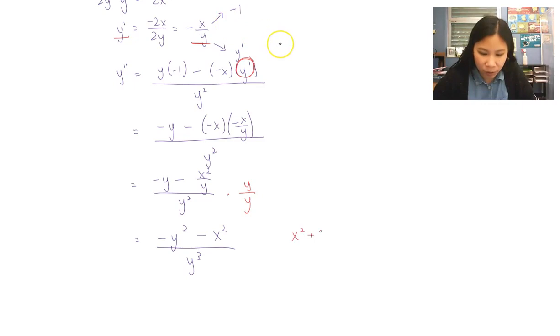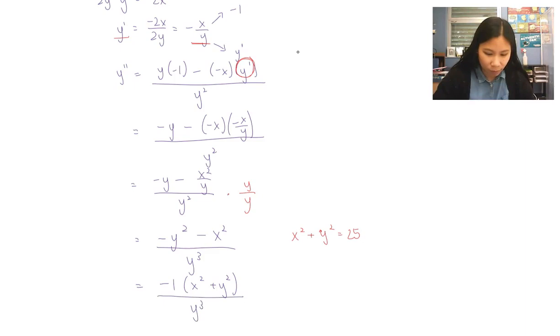x squared plus y squared equals 25. So on top here, it kind of looks like an x squared plus y squared if I factored out a -1. That'll make both of my x squared and y squared terms positive. And then I can substitute in the 25 for the x squared plus y squared.